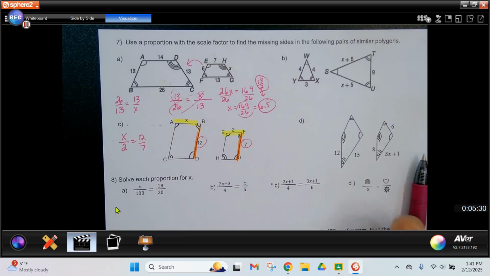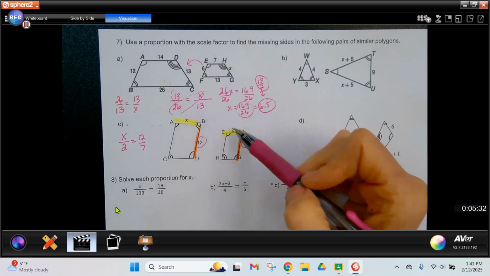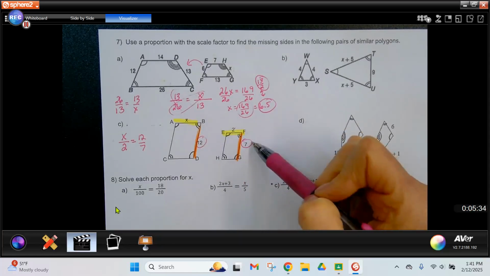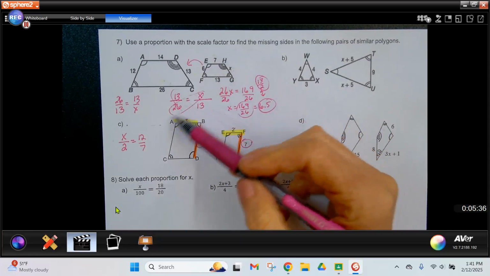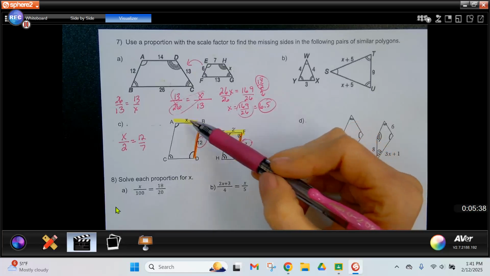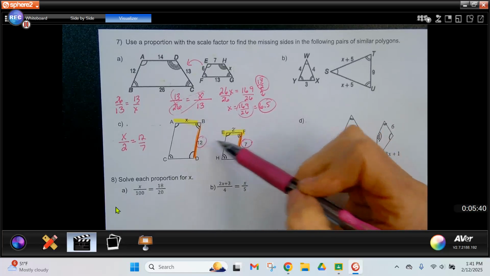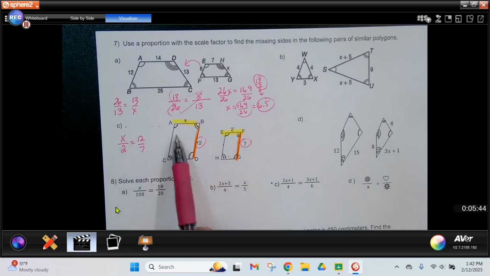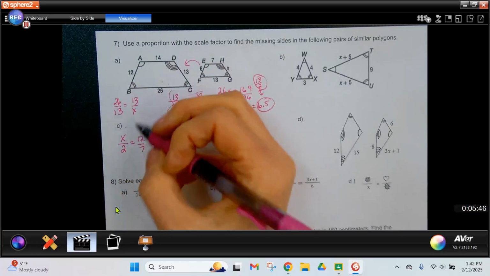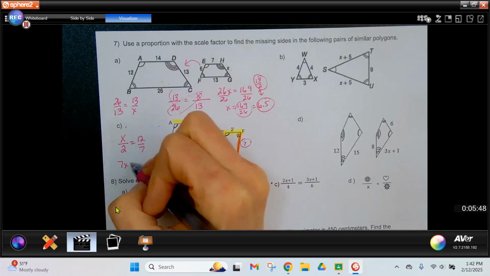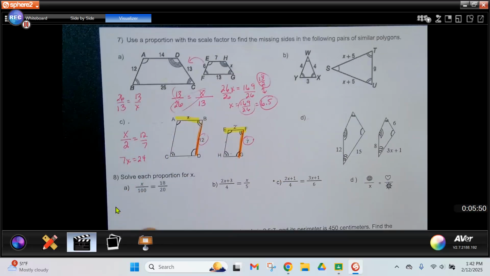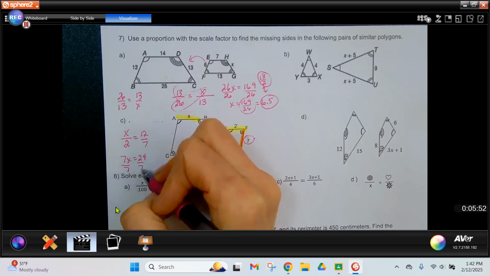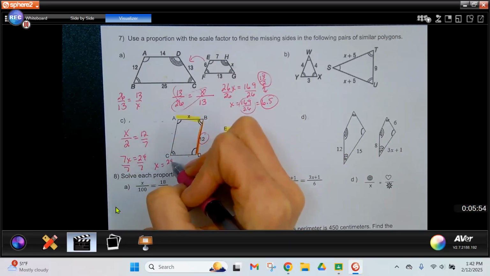And now we have a proportion, because this ratio has to equal this ratio. These are similar polygons. So this ratio has to equal this ratio, has to equal this ratio, has to equal this ratio. Well, I'm just going to use two of them, this one to this one, as this one is to this one. Cross multiply to get 7x equals 24. Okay, divide by 7, and we get x equals 24 over 7.